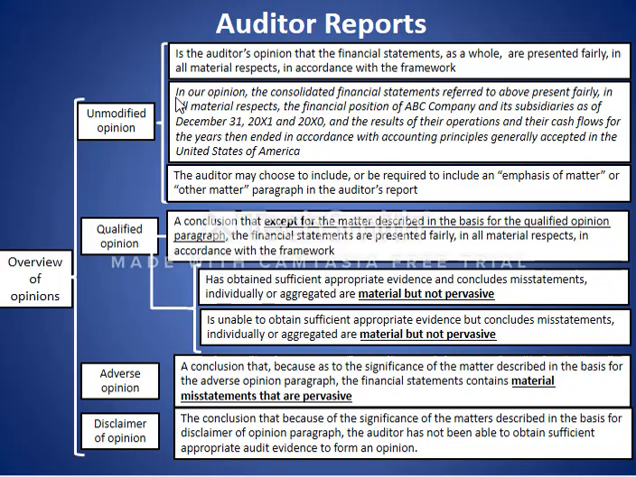It's pretty standard. In our opinion, the consolidated financial statements referred to above, that would be in the introduction paragraph again, present fairly in all material respects the financial position of ABC companies and its subs as of December 31st, X1 and X0, and the results of their operations and their cash flows for the year then ended in accordance with accounting principles generally accepted in the United States of America.